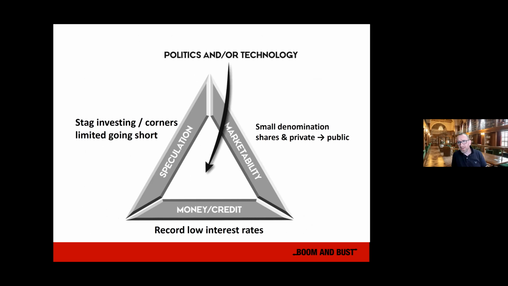So the question is, why did it happen? Okay, why did it happen? Well, let's apply the bubble triangle framework to this. So in terms of money and credit, the fuel, well, we've got record low interest rates. So in 1896, UK interest rates are at their lowest point ever. They literally are at the 2% that Walter Bagehot was talking about. And so you get this reaching for yield.